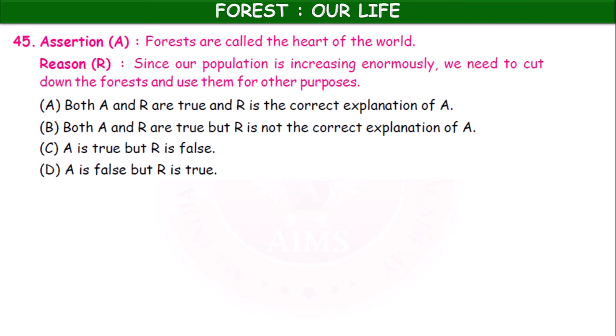Now the assertion-reasoning type questions. Assertion: forests are called the heart of the world. Reason: since our population is increasing enormously, we need to cut down the forests and use them for other purposes. Here you have to compare the assertion and reason, whether the reason is supporting the assertion or not. The assertion seems true, forest is the heart and lung of the world, but the reason is not true. Population is increasing so we have to cut down the forest, that is wrong. Okay, C is the right option: A is true, but the reason is false.